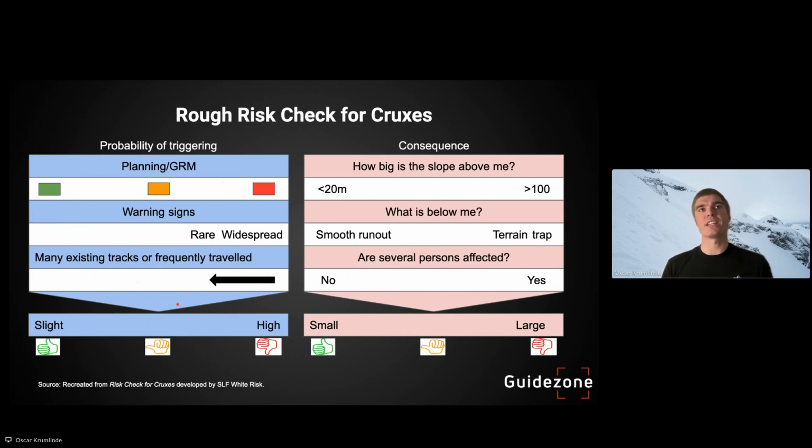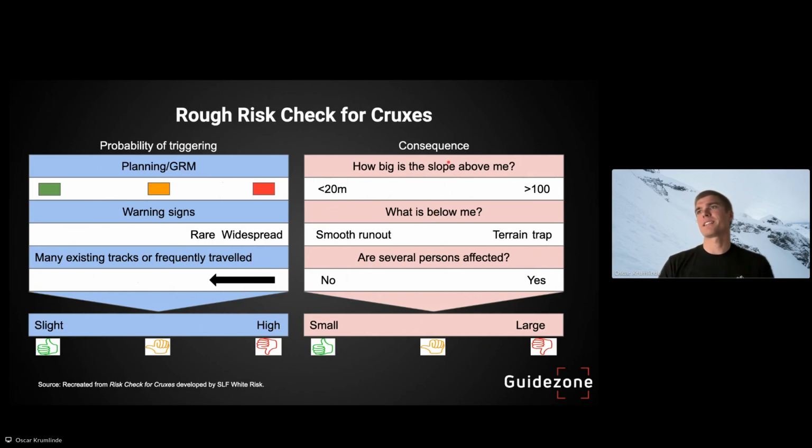And when you're out in the field, it's quite useful to play with thumbs. Obviously, how you place your thumb exactly depends on, it's a bit like when the doctor asks you how much pain are you in. But with time, you learn to calibrate your scale quite well. So we are on the orange mid for the probability of triggering. Then we can look at the consequences. So what happens if an avalanche actually releases?